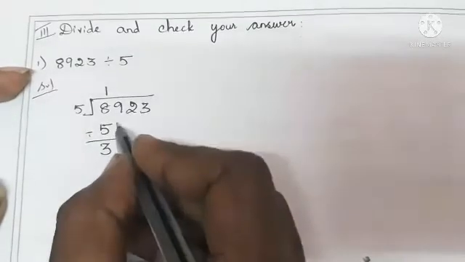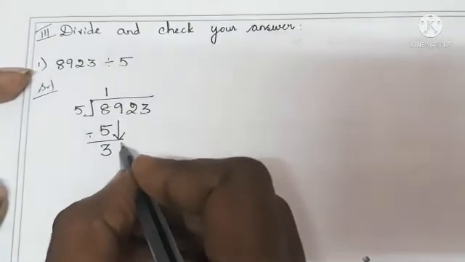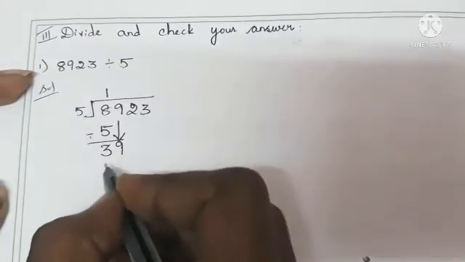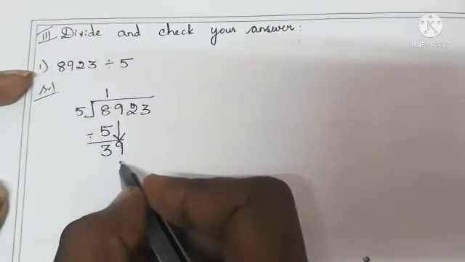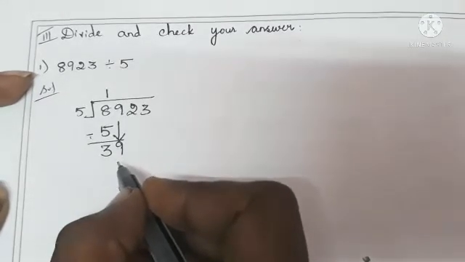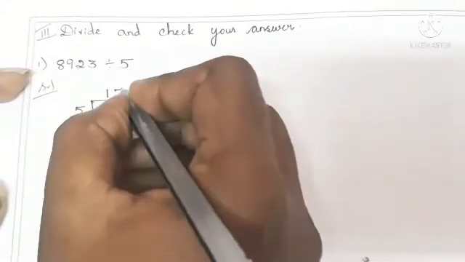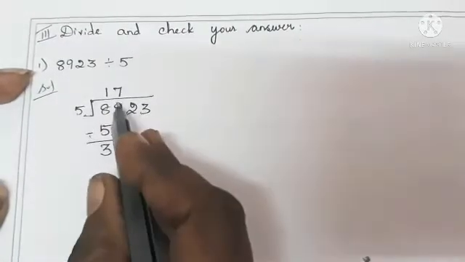Next we bring down the 100 place value. In the 100 place value we have 9. Now 3 and 9 make 39. In 39, how many 5s are there? 7 5s are 35. So we write 7 in the 100 place value of the quotient. 7 5s are 35.